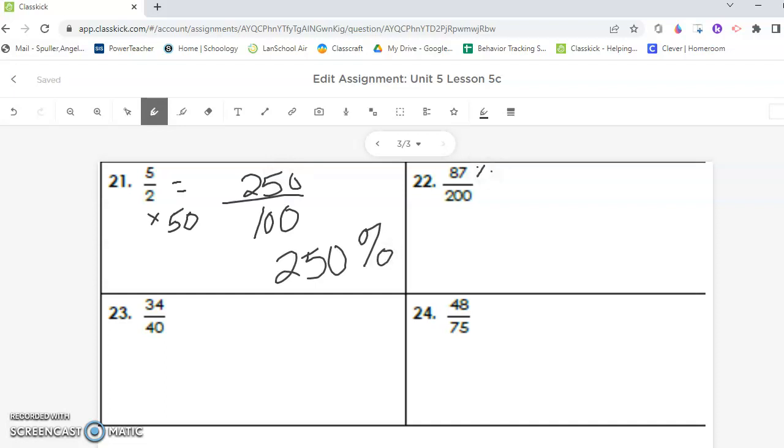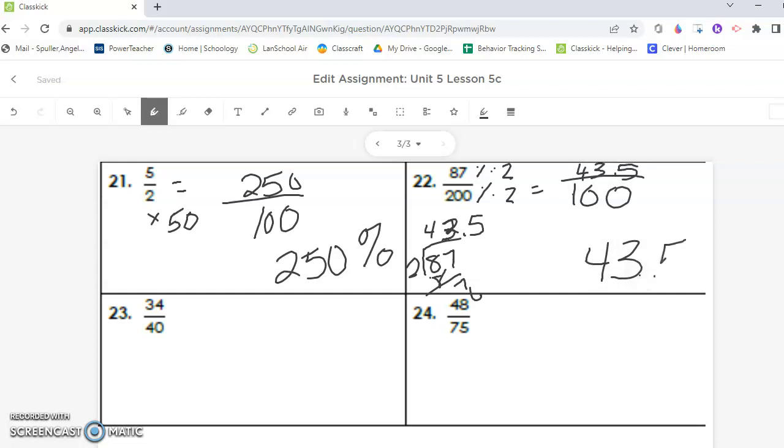Now this one, we can divide it by 2 so that we can get it down to 100. So this would be 100. All right, 87 divided by 2: 2 goes into 7 3 times. That's 6, so it's going to be 43.5. So I'm going to say 43.5%.